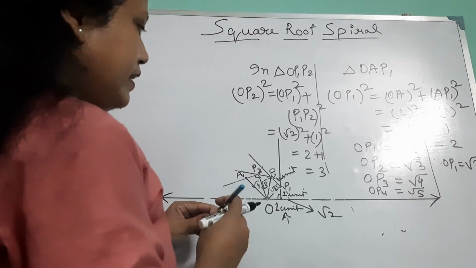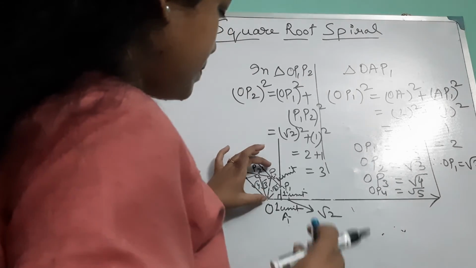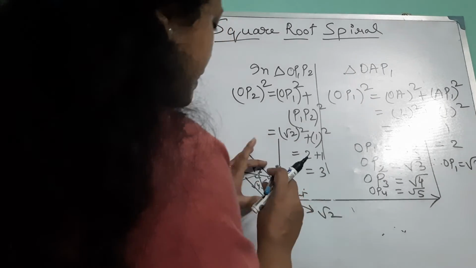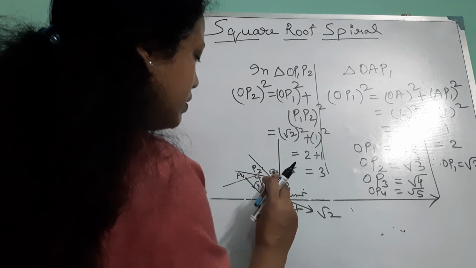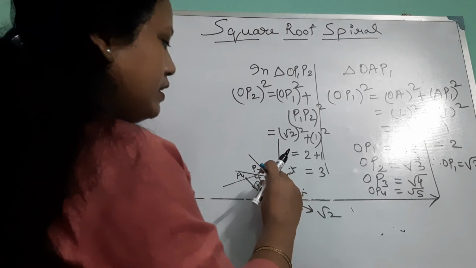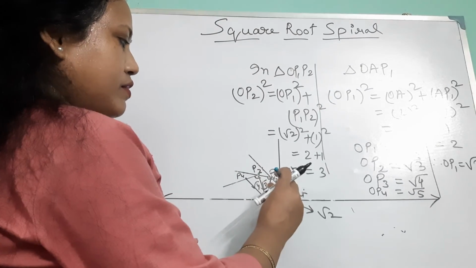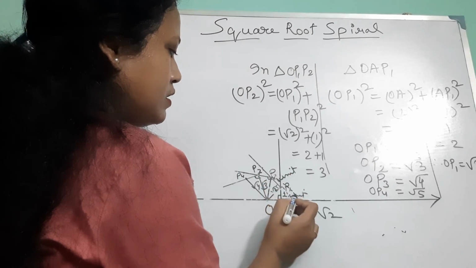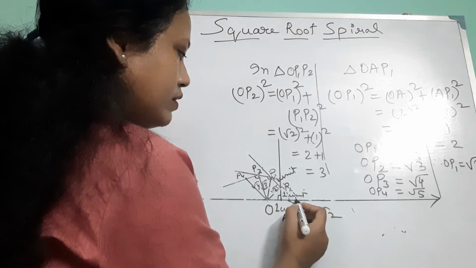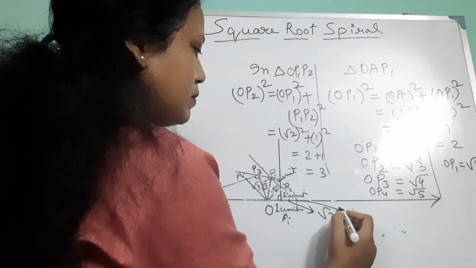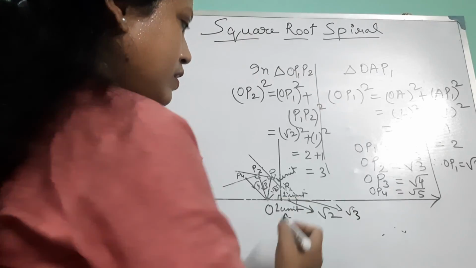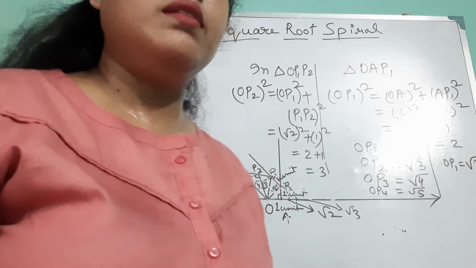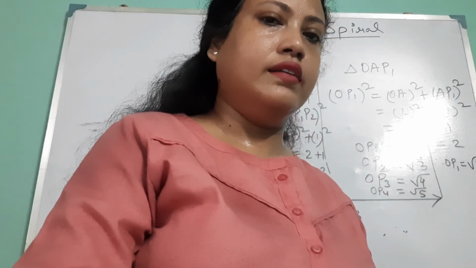Similarly, if you want to represent root 3 on the number line, then take the length root 3, that is OP2. OP2 is representing root 3. So that length you have to take and draw the arc here. Similarly, taking OP2 like this you will get the point on the number line. So this point will be your root 3. In this way you can represent all the irrational numbers on the number line.